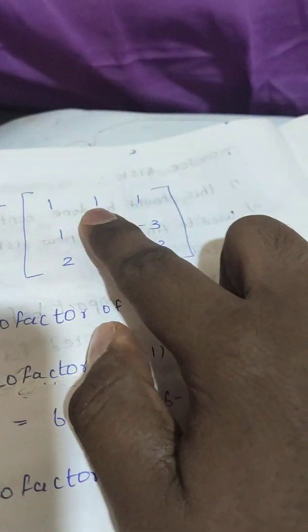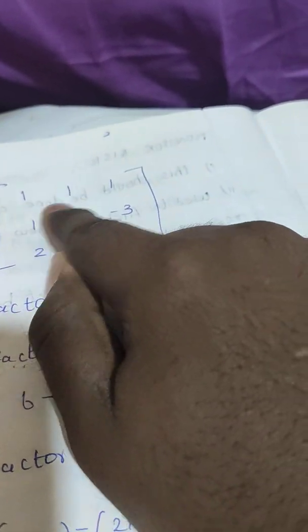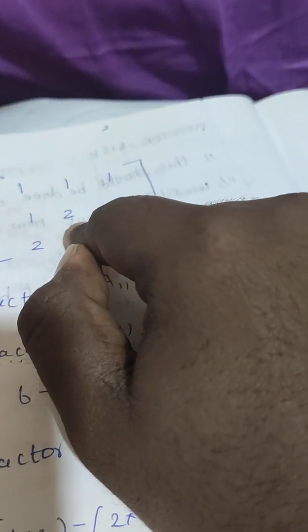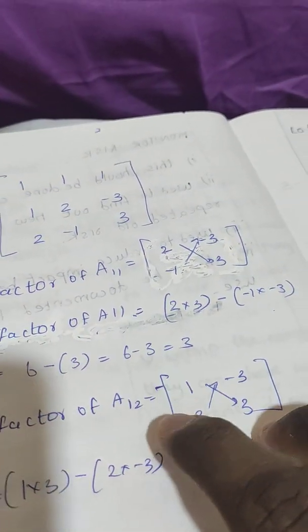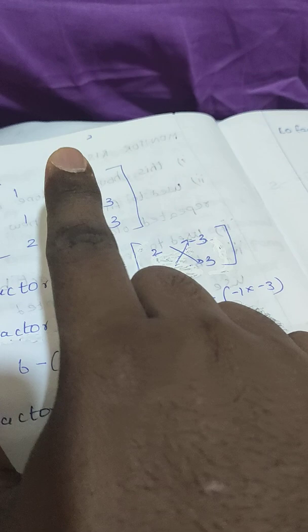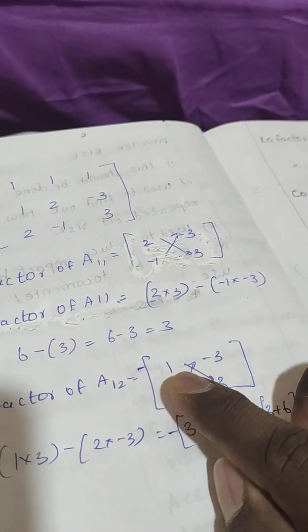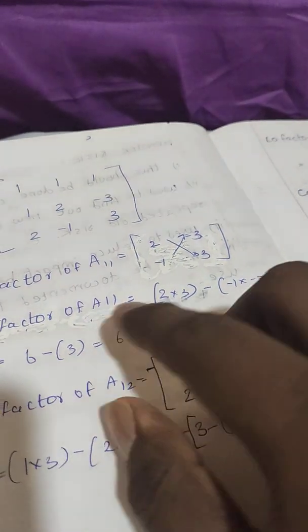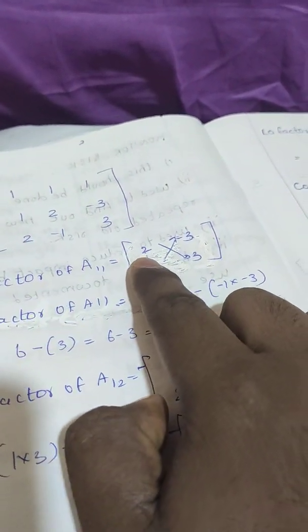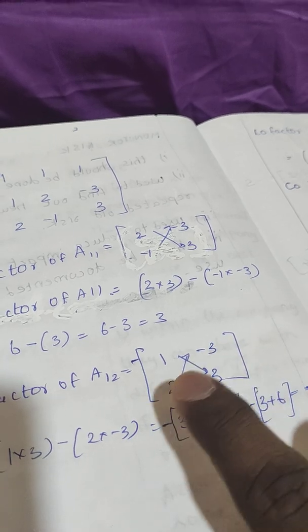Now we move to the second cofactor, of the element 1 in the second row and second column. We are going to take it as minus. So I take minus of the value, and I take out the second row and second column. The balance left is 1, minus 3, 2, 3.